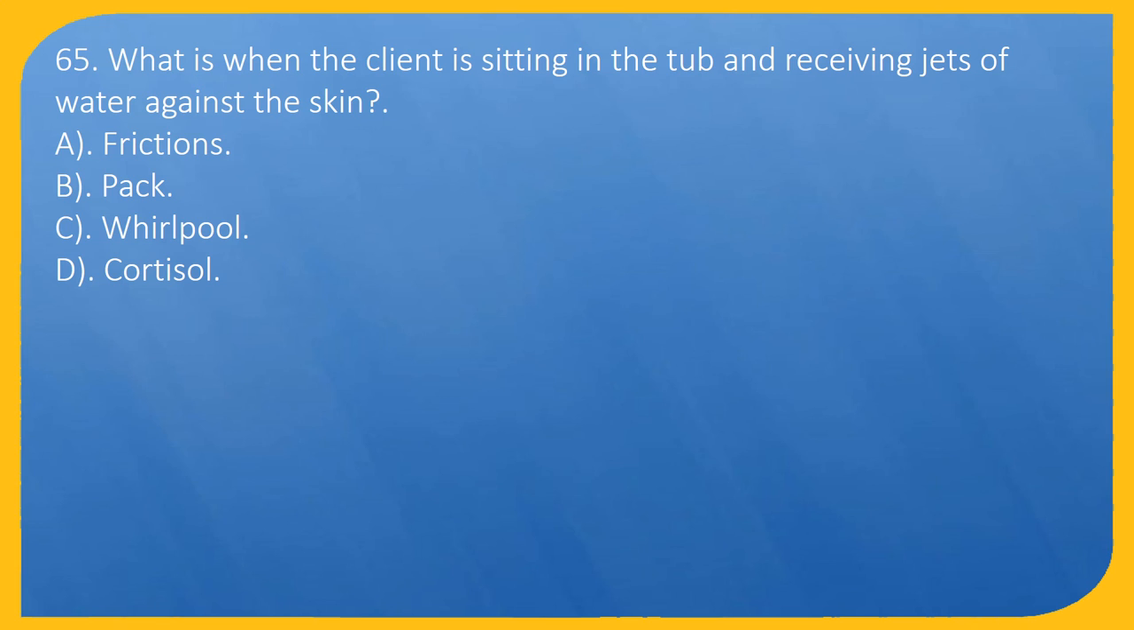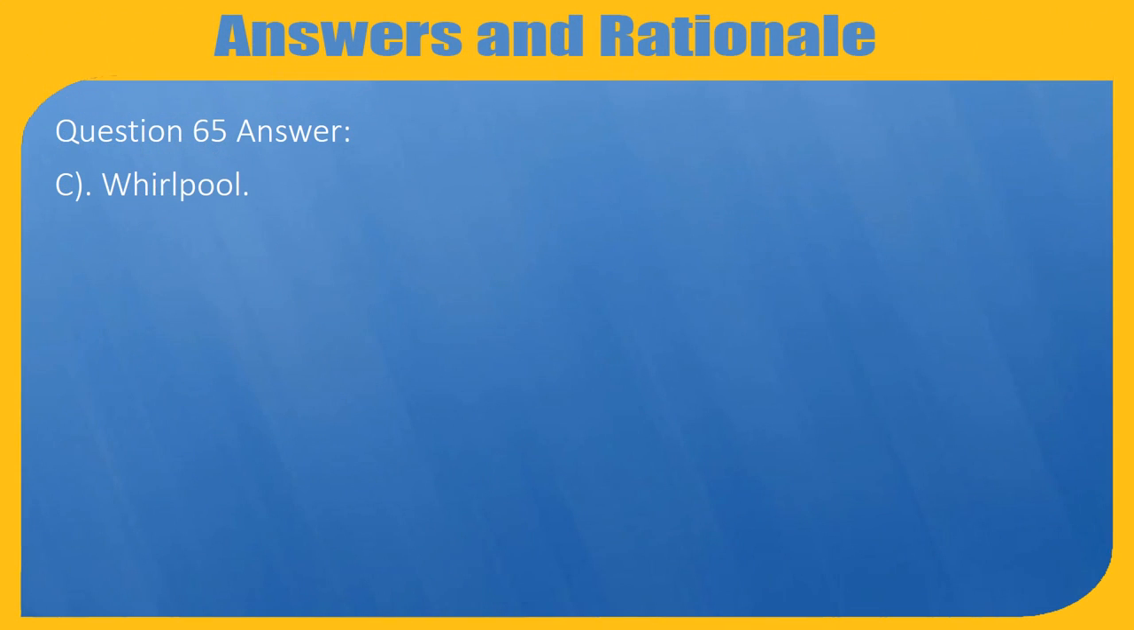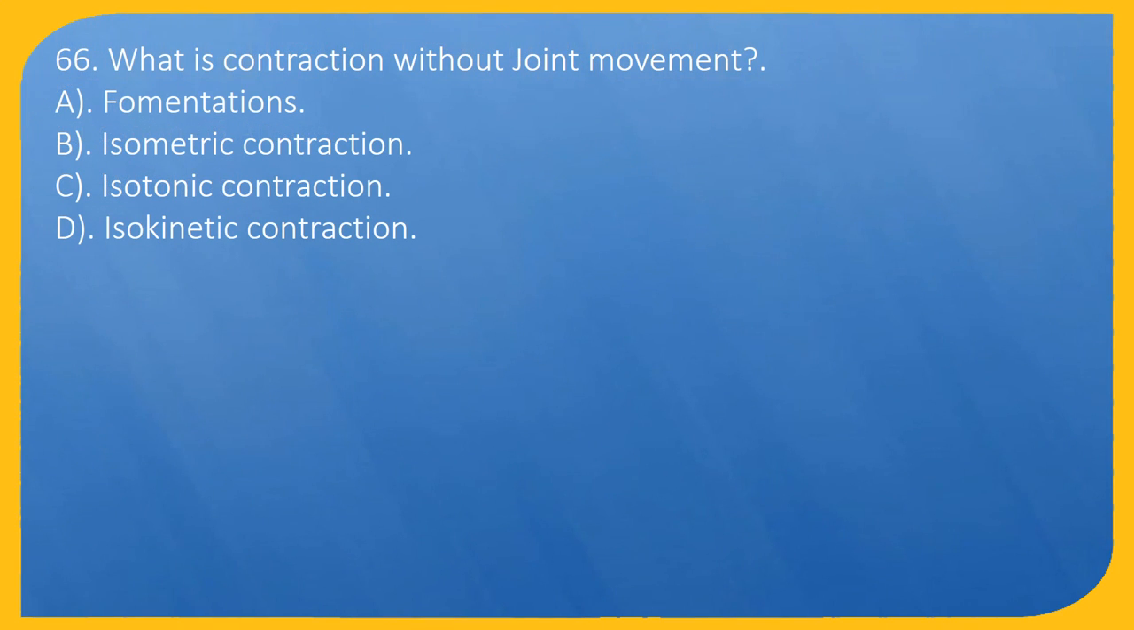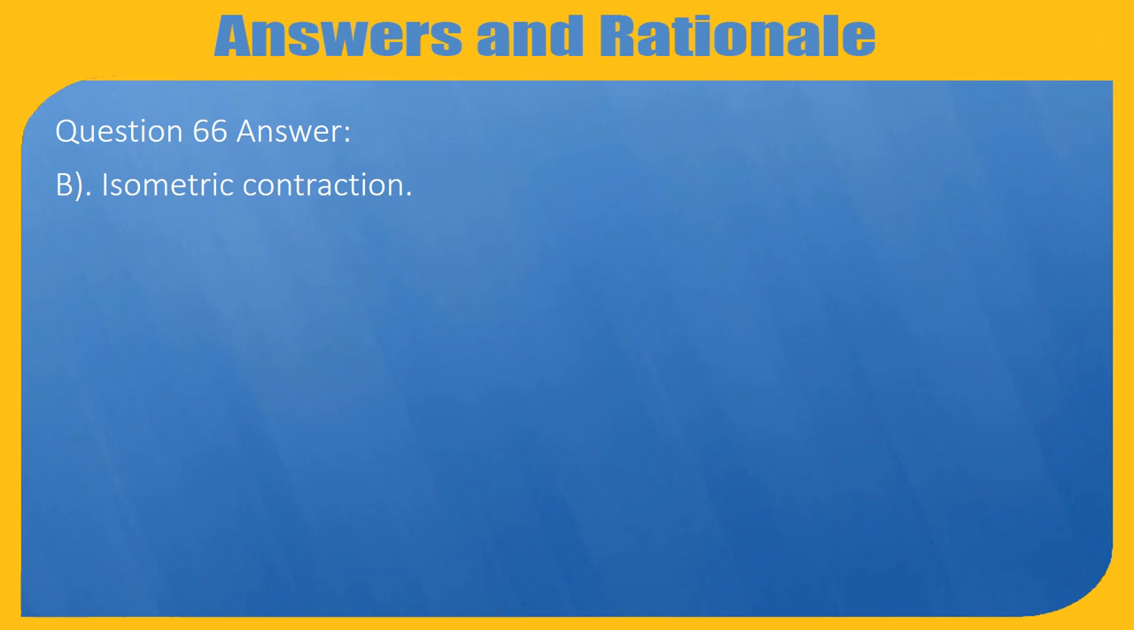Question 65. What is it when the client is sitting in the tub and receiving jets of water against the skin? A. Frictions. B. Pack. C. Whirlpool. D. Cortisol. Question 65 Answer: C. Whirlpool. Question 66. What is contraction without joint movement? A. Fomentations. B. Isometric contraction. C. Isotonic contraction. D. Isokinetic contraction. Question 66 Answer: B. Isometric contraction.